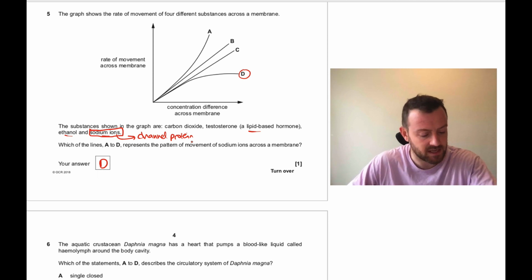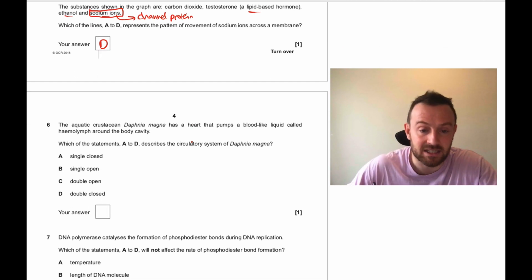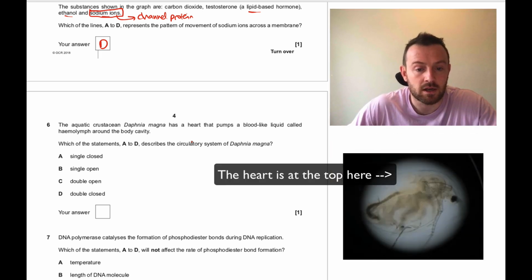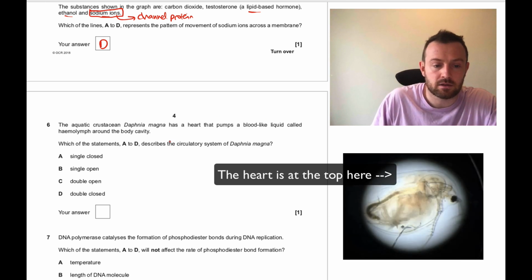Okay, 6. The aquatic crustacean Daphnia magna has a heart that pumps a blood-like liquid called hemolymph around the body cavity. Okay, so this is an open system.